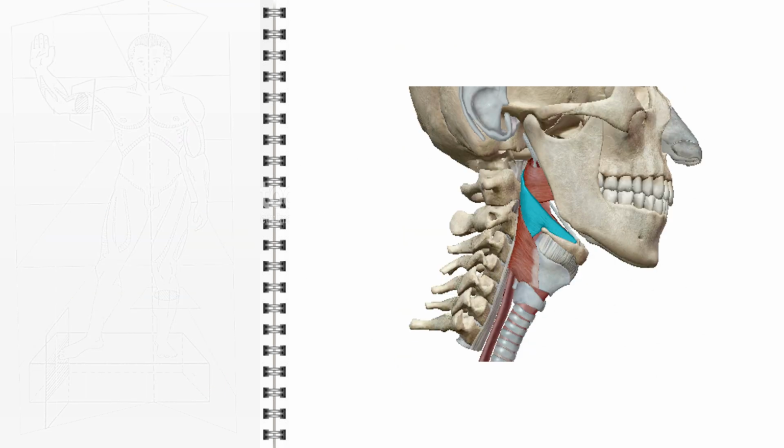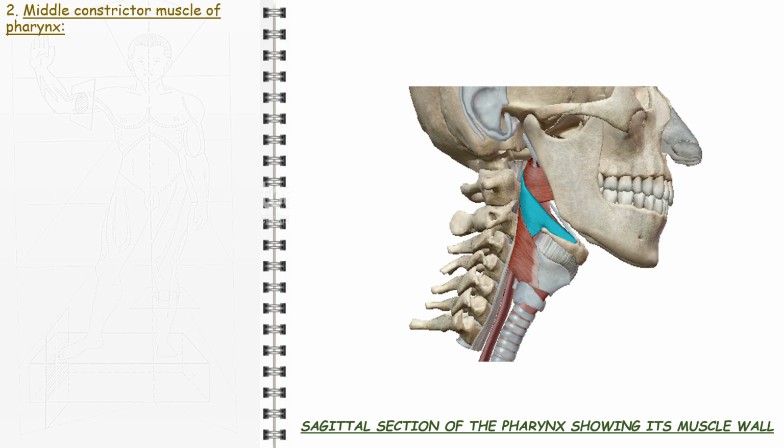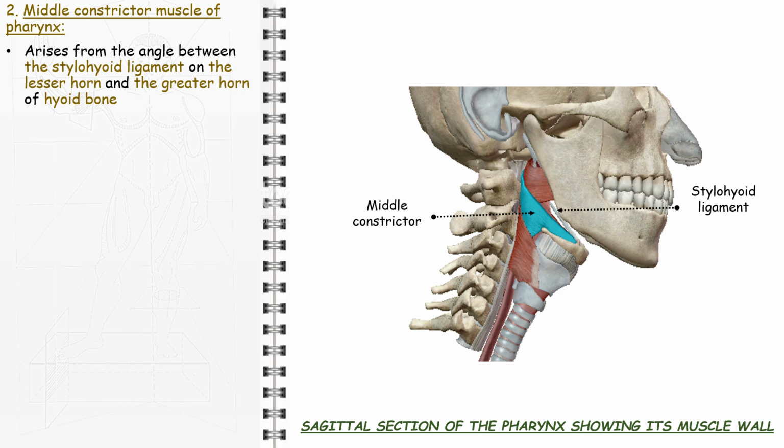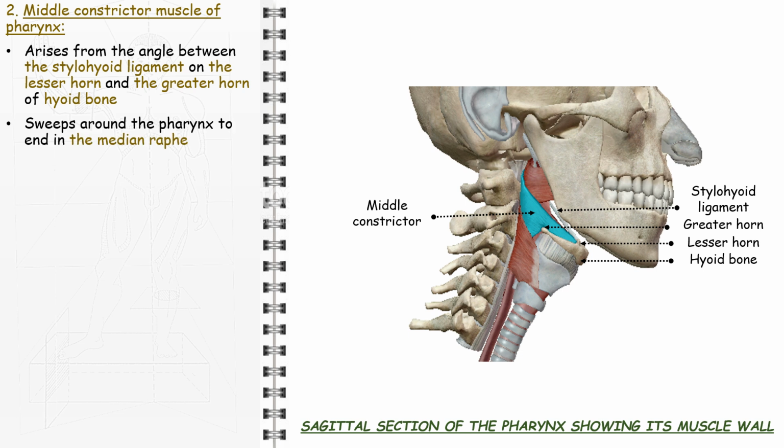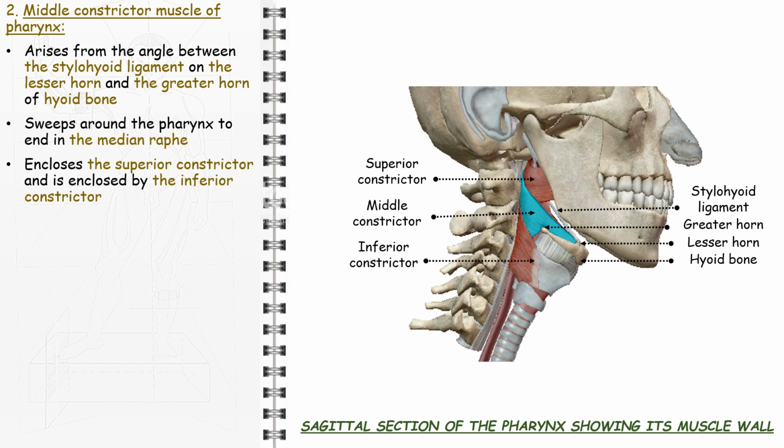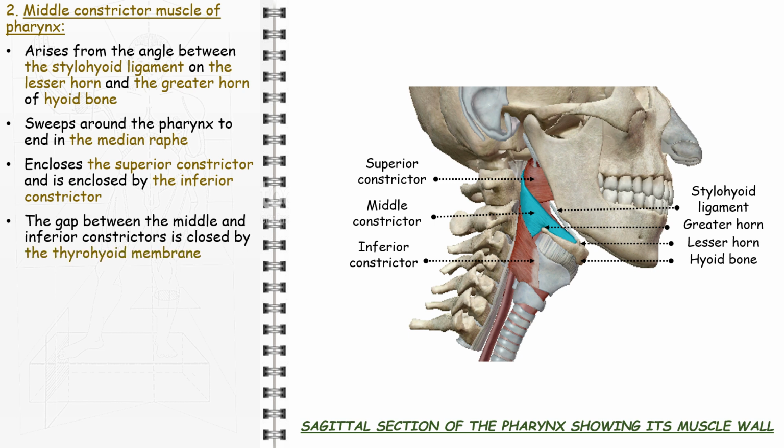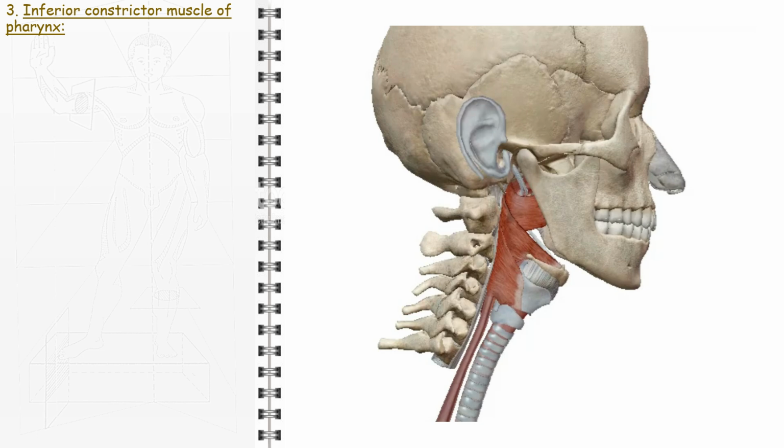The middle constrictor muscle of the pharynx arises from the angle between the stylohyoid ligament on the lesser horn and the greater horn of the hyoid bone. It sweeps around the pharynx to end in the median raphe. The middle constrictor encloses the superior constrictor and is enclosed by the inferior constrictor. The gap between the middle and inferior constrictors is closed by the thyroid membrane. The inferior constrictor has a trapezoidal shape and consists of two muscular heads named from their origins.